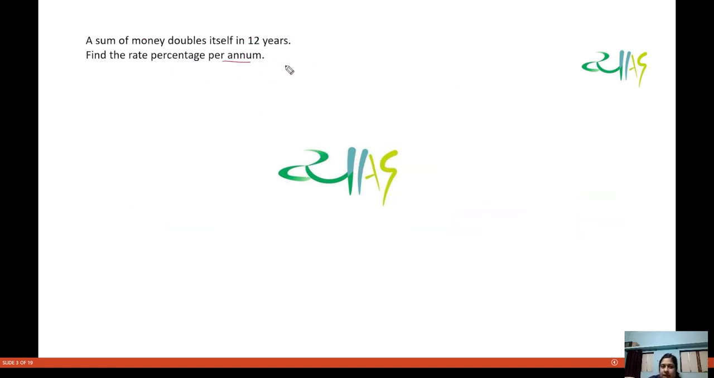See what this is asking you. A sum of money doubles itself in every 12 years. Find the rate percentage per annum. Okay. So you can do this in many ways, but I am telling you one way.